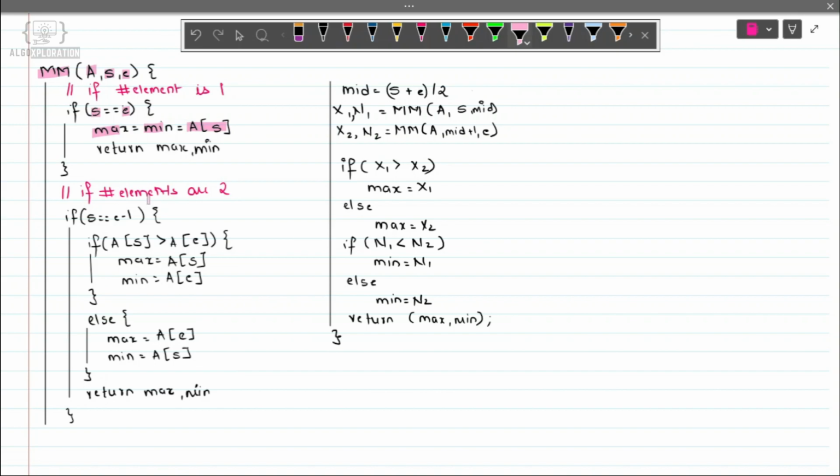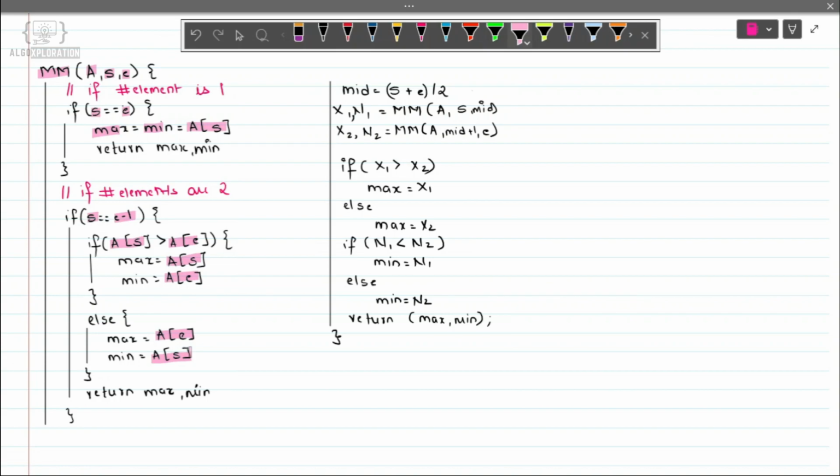Or if the number of element are 2, then it will compare S is equals to E minus 1 or not. If it is, then there will be a comparison between these two elements. If A of S is greater than A of E, then max will be A of S and min will be A of E. Or else, max will be A of E and min will be A of S, and it will return the value. Now this is a small problem.